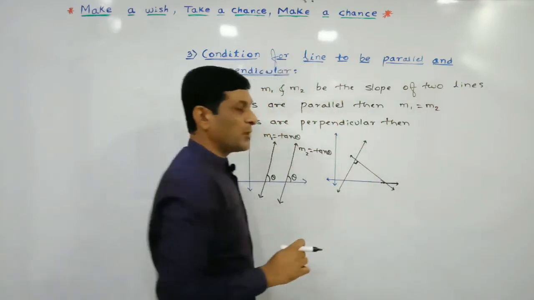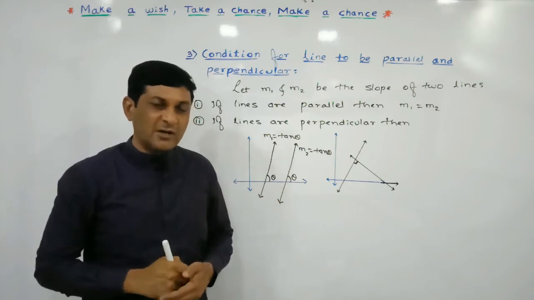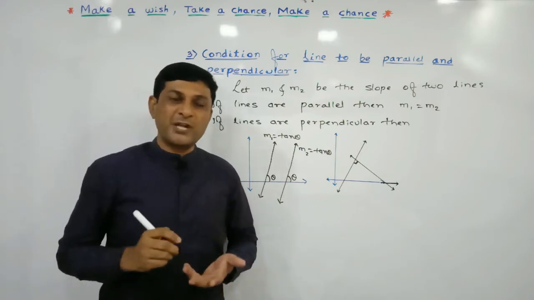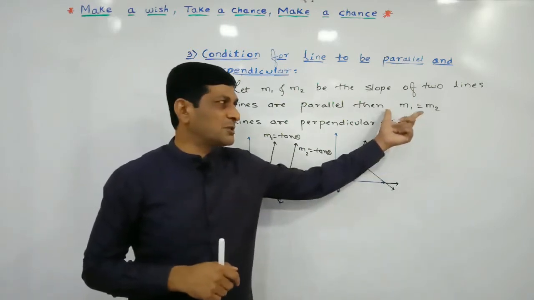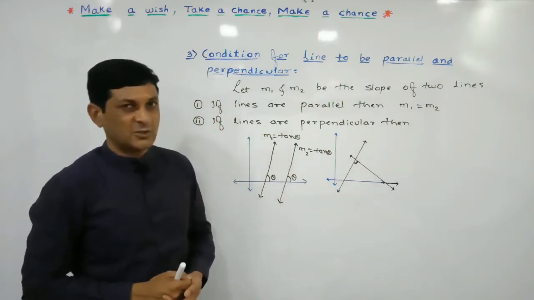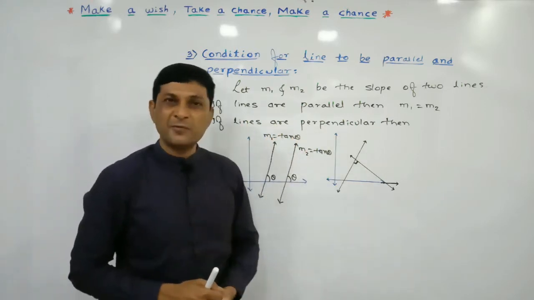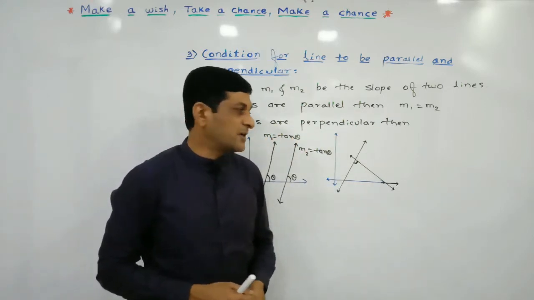This is the very important condition which is satisfied if lines are parallel to each other. Or if a question is asked to show that two lines are parallel, just simply show that their slopes are equal, which means we can conclude that the two lines are parallel to each other. Now we are finding the condition for lines to be perpendicular.